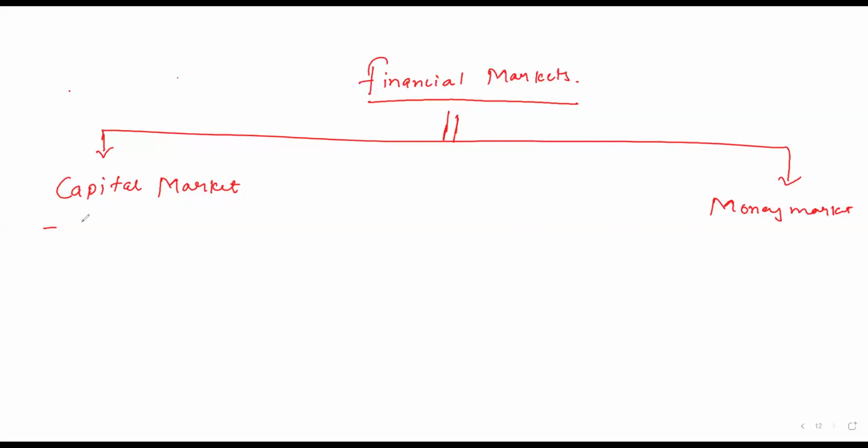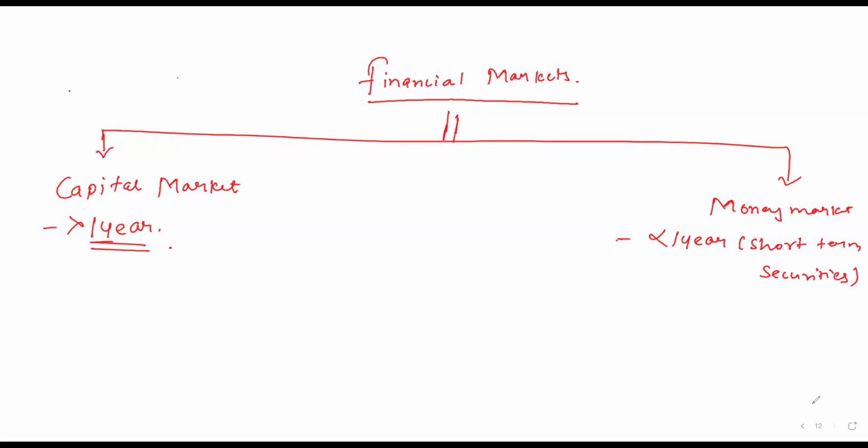So capital market is a market where securities with maturity greater than 1 year are traded. On the other hand, money market is a market in which securities with less than 1 year maturity, or short-term securities, are generally traded or issued.